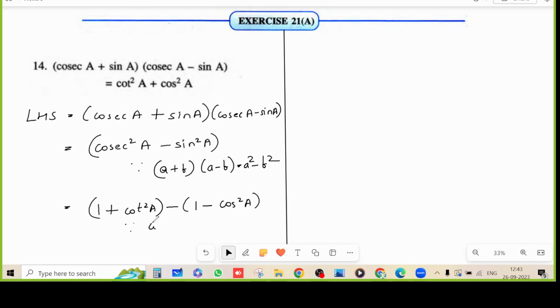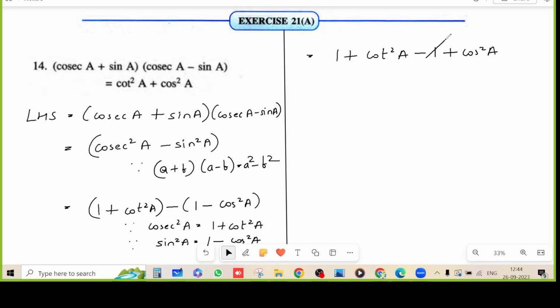The reasoning is cosec square A is equal to 1 plus cot square A by the trigonometric identity, and sin square A is equal to 1 minus cos square A. Now we will open the brackets here. This will become 1 plus cot square A minus 1 plus cos square A. Minus 1 plus 1 will get cancelled out, and we are left with cot square A plus cos square A, which is equal to the right hand side. So hence proved.